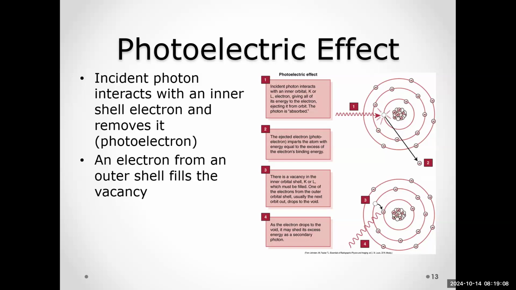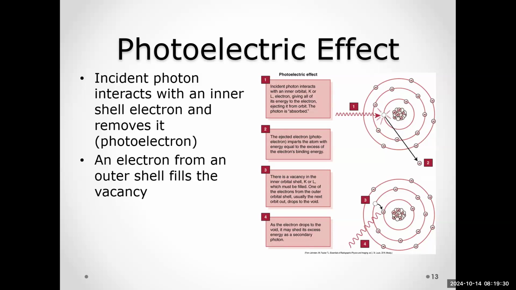So, photoelectric effect. We've touched on it, but we hadn't really talked specifically about it. We said that there's three things that can happen to a photon when it's directed at the patient, right? Photoelectric is one of them. That's the absorption piece of it.